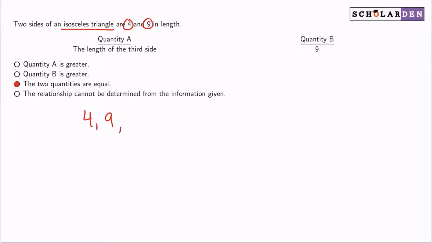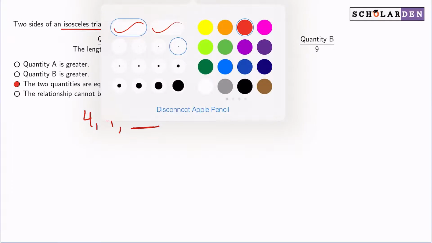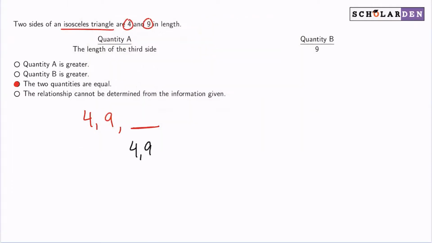So if this is isosceles, well then the third side has to match either 4 or 9, correct? And the options are 4 or 9. And you might be led to believe that, well, we can't determine the relationship because it could be either one. Well, here's where we need to further our skill set here.